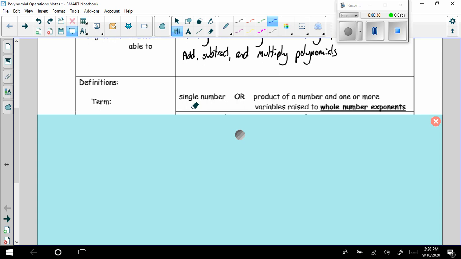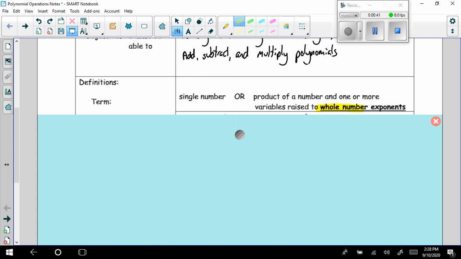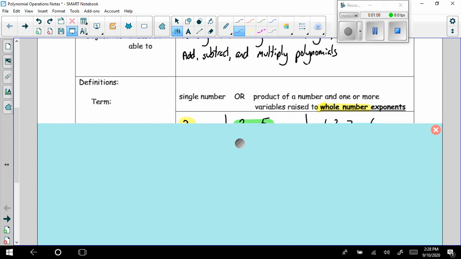So a term can be a single number or a product of a number and one or more variables raised to whole number exponents. And we're emphasizing that because there are other types of exponents that we can have. We will not be dealing with those in this unit, or in this lesson. So you could have negative exponents. You can also have rational or fractional exponents. If we get negative exponents, we are going to make them positive, and we're just not going to deal with fractional exponents at this time. We'll do that later on.